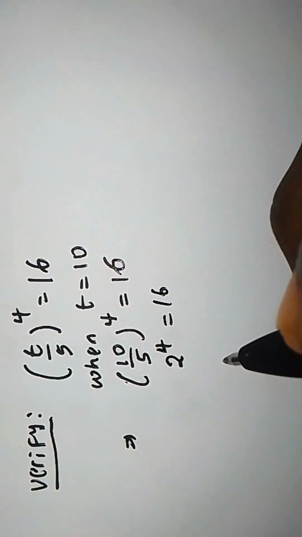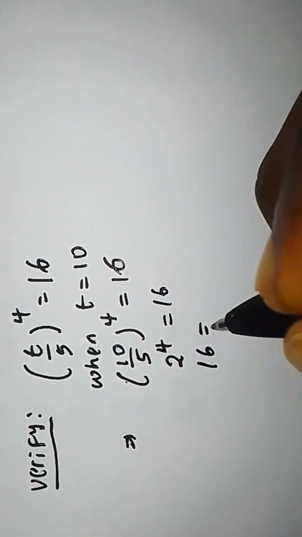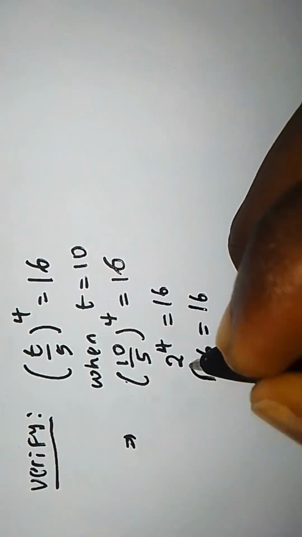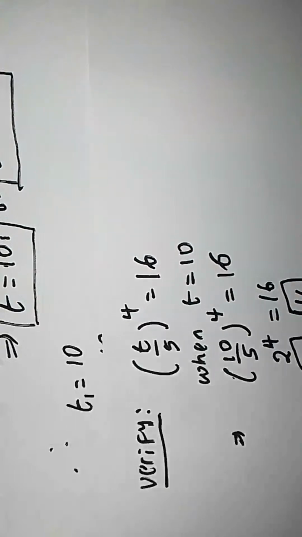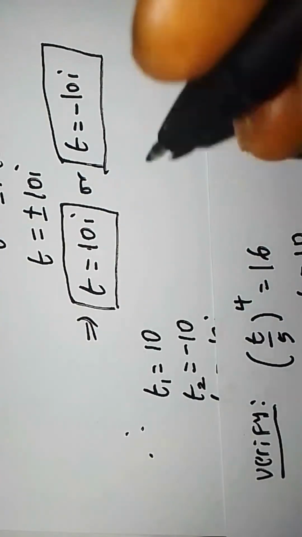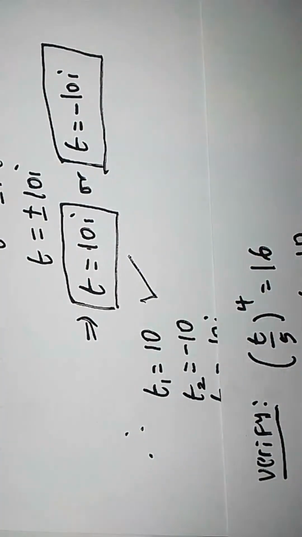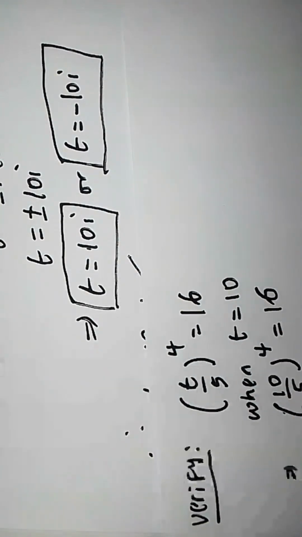2 to the power of 4 is what? That is simply 16 equal to 16. The left hand side is the same thing as the right hand side. That means the first answer is correct, t equals 10. Let's verify the second value.